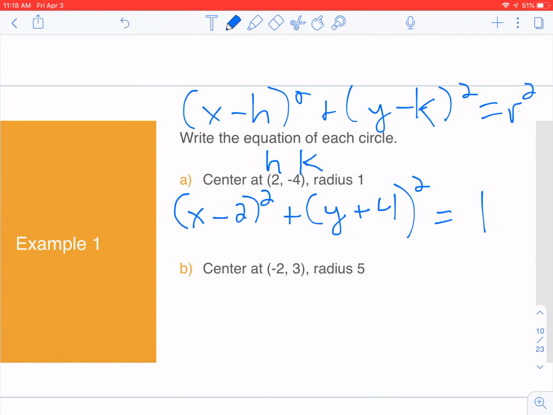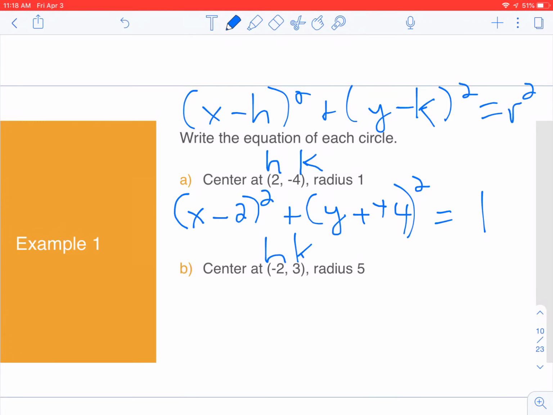Let me go back to here. Sorry, I should have explained this. So I'm going to plug in for k. I am going to plug in y minus -4 because k is -4. And it's going to end up being y + 4. Okay, let's label these again.